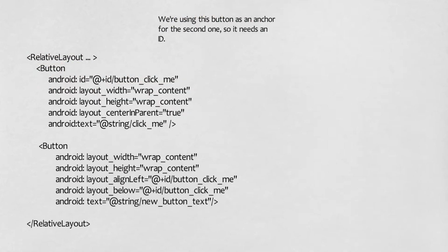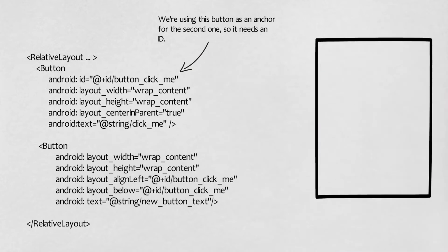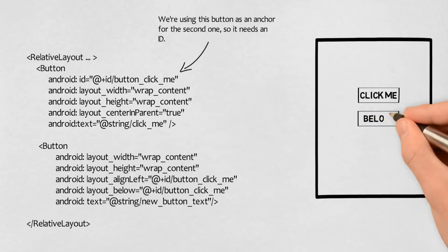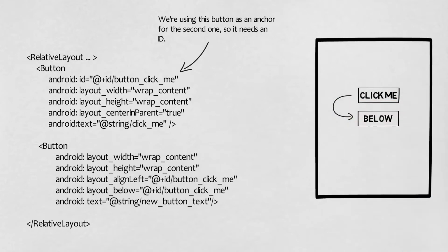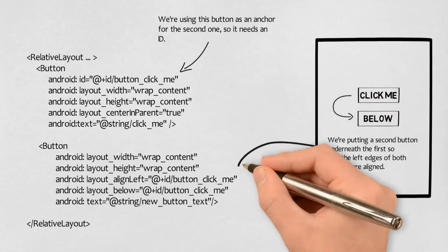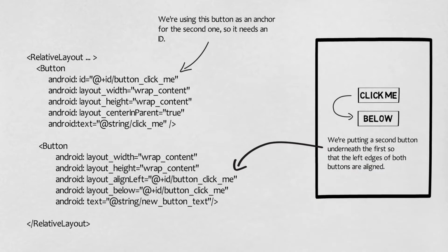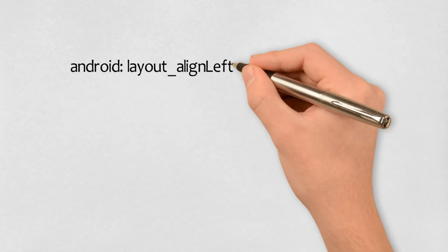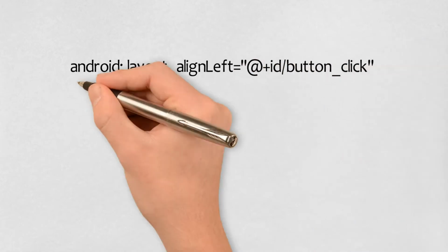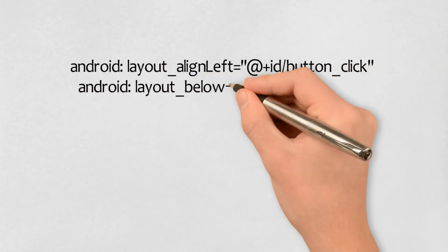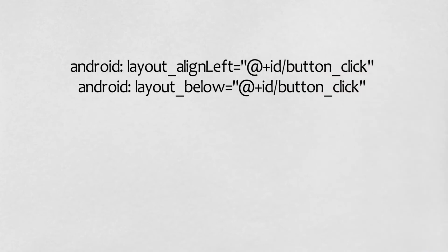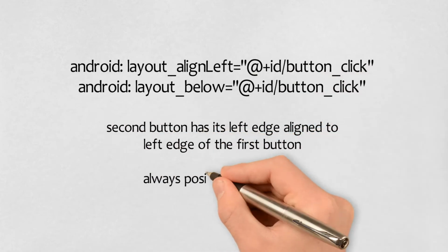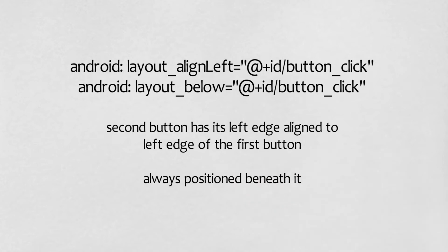Here's how you create a layout with two buttons, with one button centered in the middle of the layout and the second button positioned under the first. The lines android:layout_alignLeft equals @+id/button_click, android:layout_below equals @+id/button_click ensure that the second button has its left edge aligned to the left edge of the first button and is always positioned beneath it.